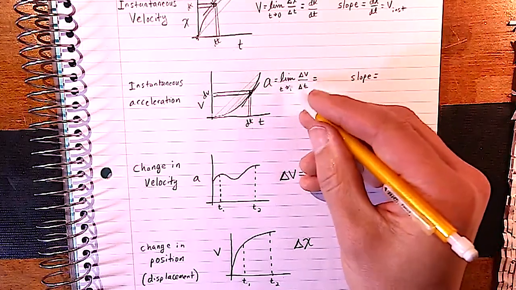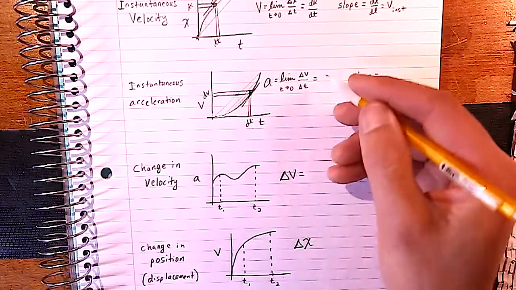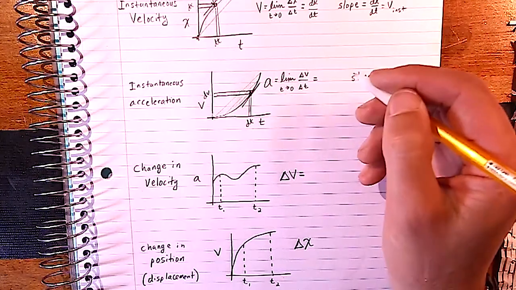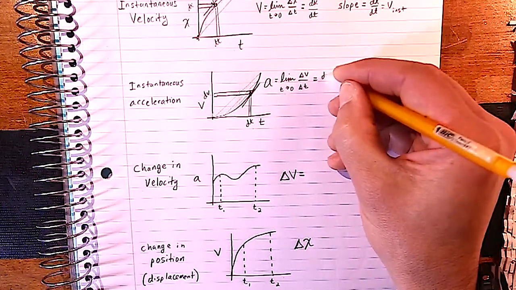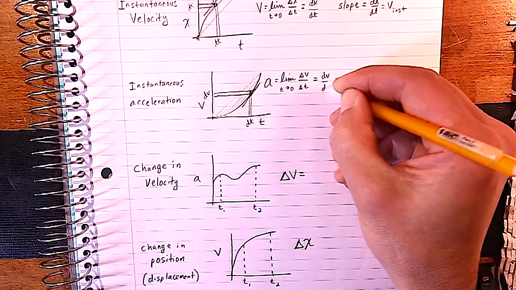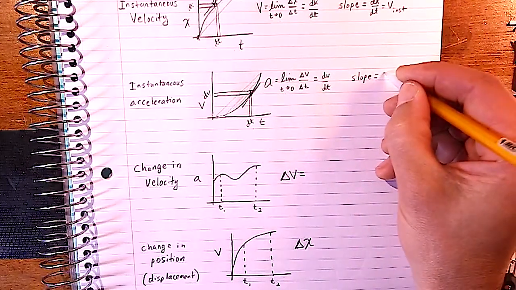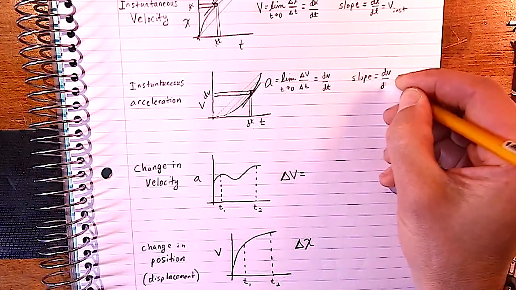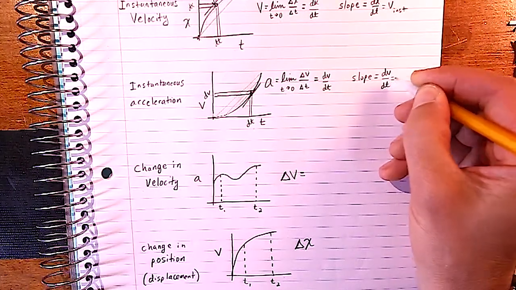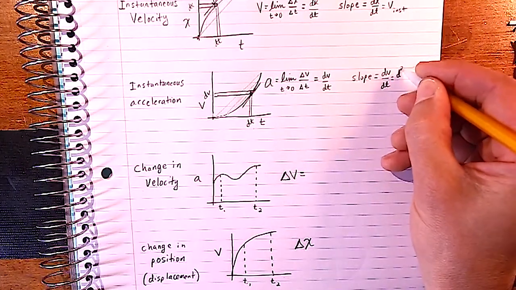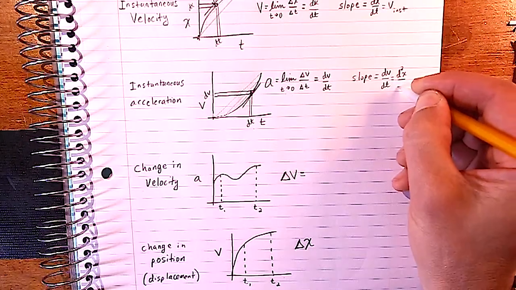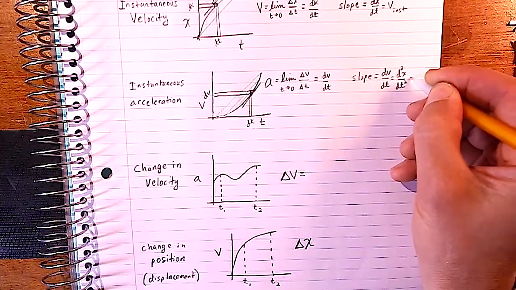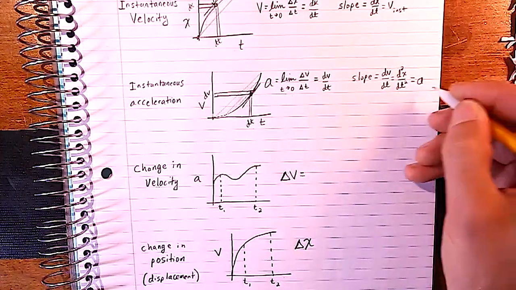So that's the limit as delta t approaches zero of delta v over delta t. What is that? That is dv over dt. So we can say the slope is dv over dt, or we could also say it's the second derivative of displacement. So that would be a inst.